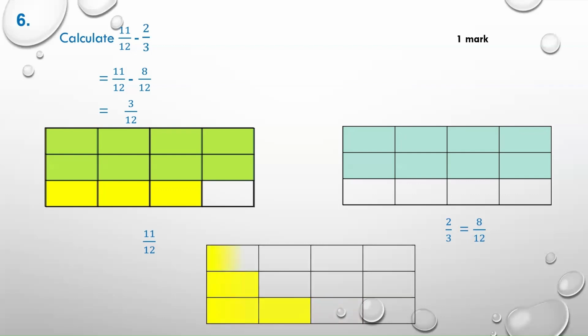Okay, let's move the other yellow. So we can see it's still 3 twelfths. In each case, it's the same: 3 squares out of 12 squares. I just rearranged it a little bit, like a puzzle.